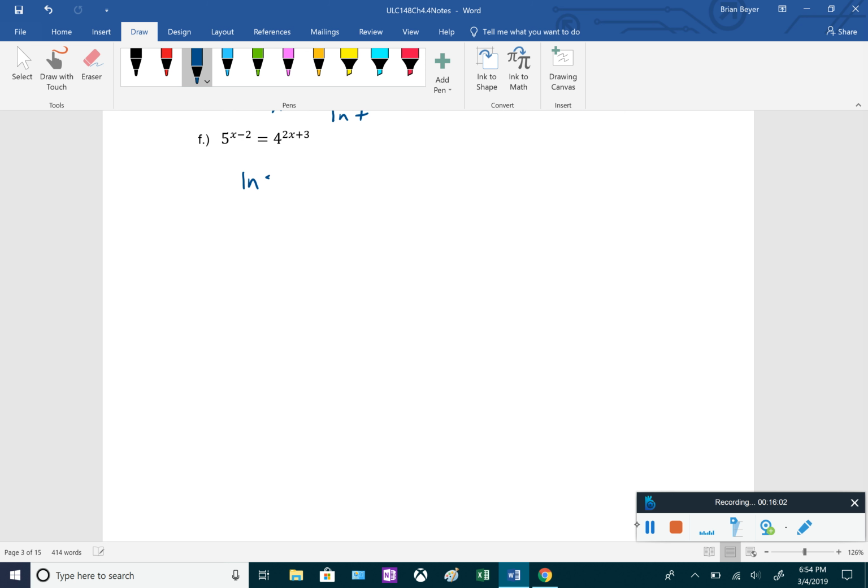Let's take the ln of both sides and then apply the power rule. So bring down the exponents. And we get this, making sure we have parentheses around them.